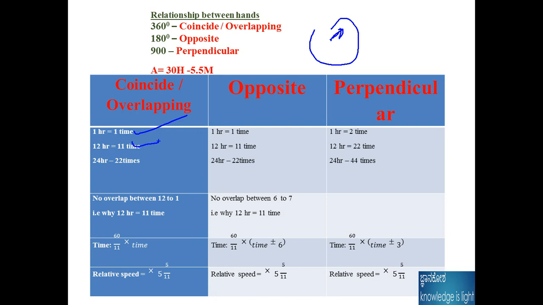We need to neglect that because between the 12 and the 1 there is no overlap. That's why we are neglecting the 1. 12 minus 1 is 11, and the same for the 24 hours, that is, we need to subtract, so it is 22. Same as the opposite case.